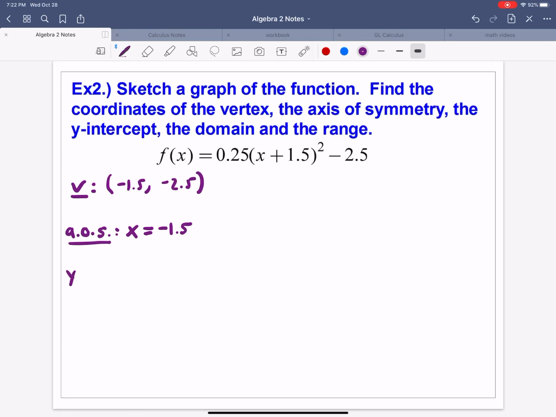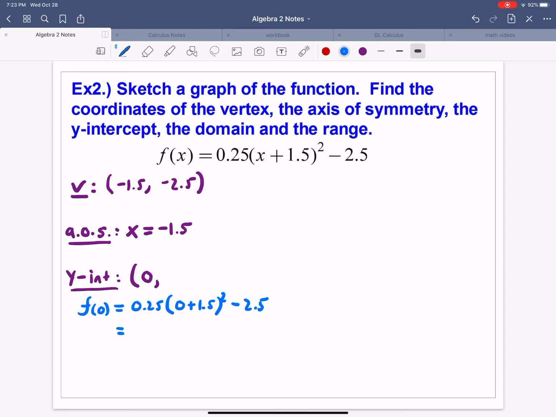My y-intercept is the only part of this that I actually have to do real work on. I'm going to take 0 and plug it in for x. So we're going to find f of 0. So that's 0.25 times (0 plus 1.5) squared minus 2.5. And I'm going to clean that up.